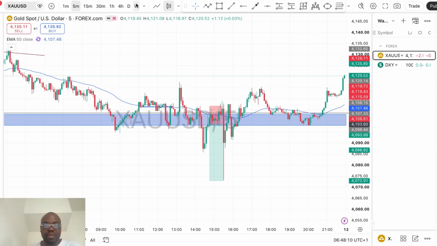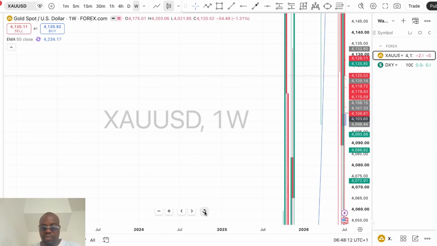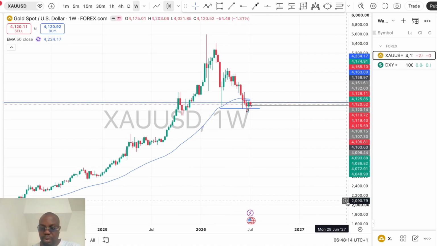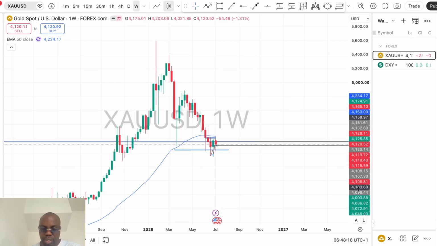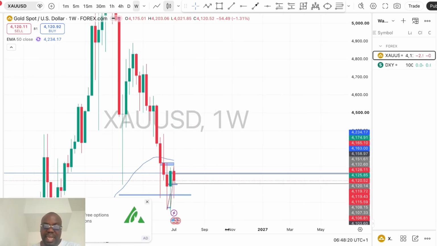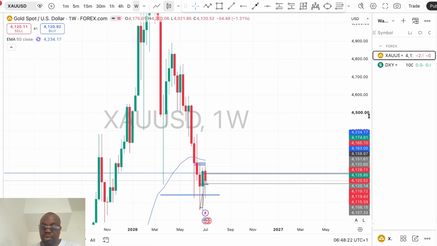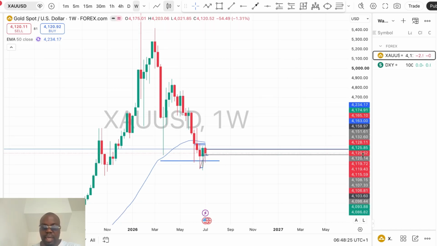So what are we looking at for this week? First of all, I go to the weekly time frame and see what the market is doing on the weekly time frame. And I like reading candlesticks, how the previous candlestick of the week closed and how the other one opened. Those are the things I read.